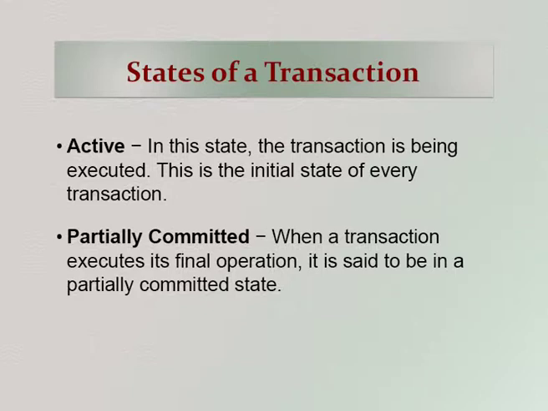Then comes the partially committed state. Partially committed is nothing but, if a transaction has 5 operations and it is running the 5th operation, 4 operations are successful and the 5th operation is going on, it is said to be in the partially committed state. So, we have successfully done the 4 low level tasks and it is about to complete the 5th task.